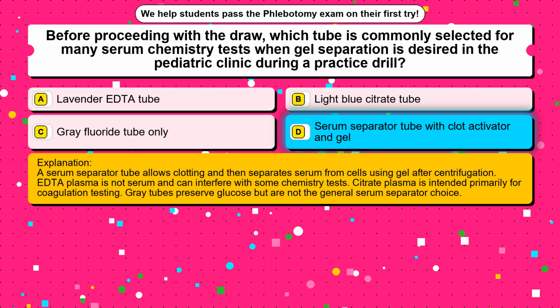A serum separator tube allows clotting and then separates serum from cells using gel after centrifugation. EDTA plasma is not serum and can interfere with some chemistry tests. Citrate plasma is intended primarily for coagulation testing. Gray tubes preserve glucose but are not the general serum separator choice.